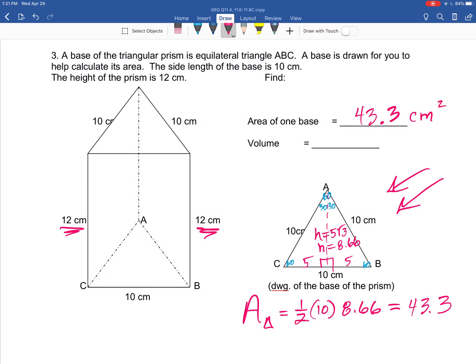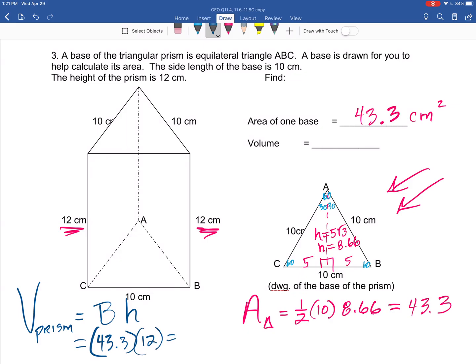Okay, volume. Here we go. Volume of a prism. What's the formula from your formula sheet? Capital B times h of the prism. What's capital B stand for? The area of the base. That's what we just figured out. 43.3. Good. The height of the prism. That's 12. There it is.